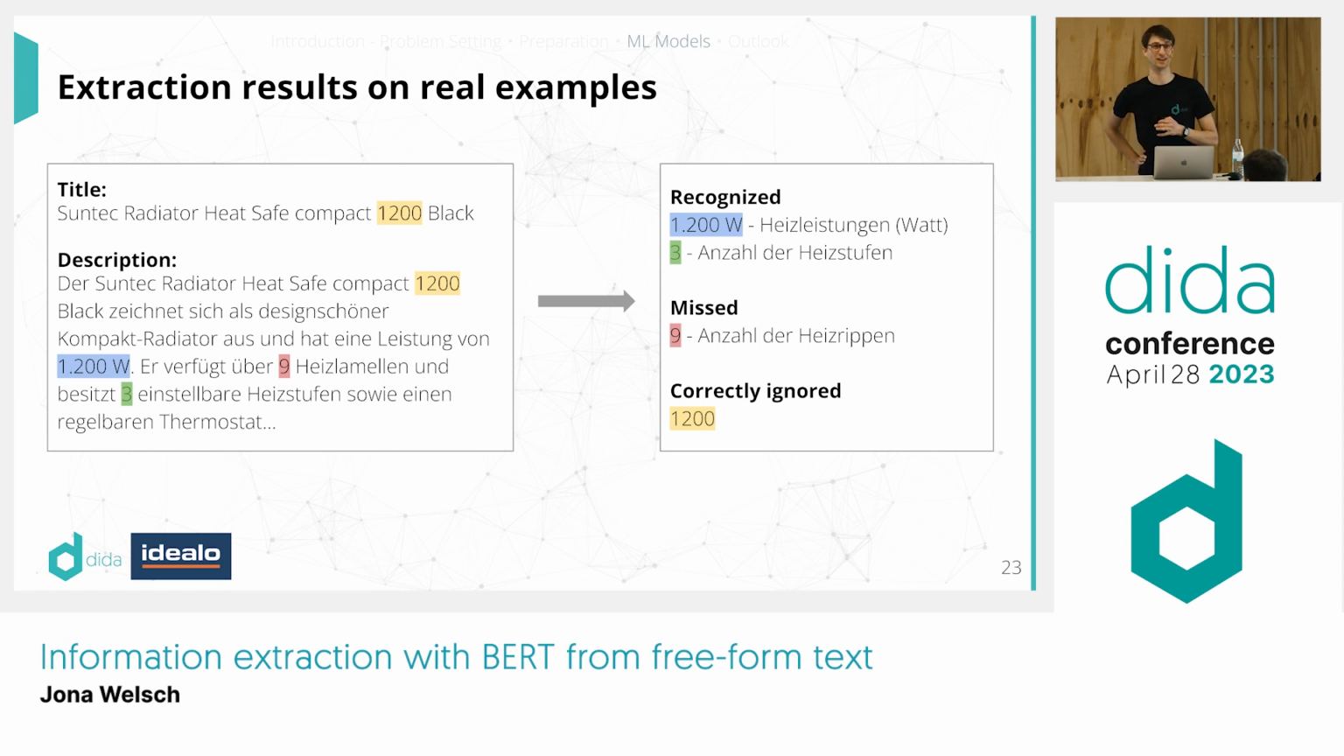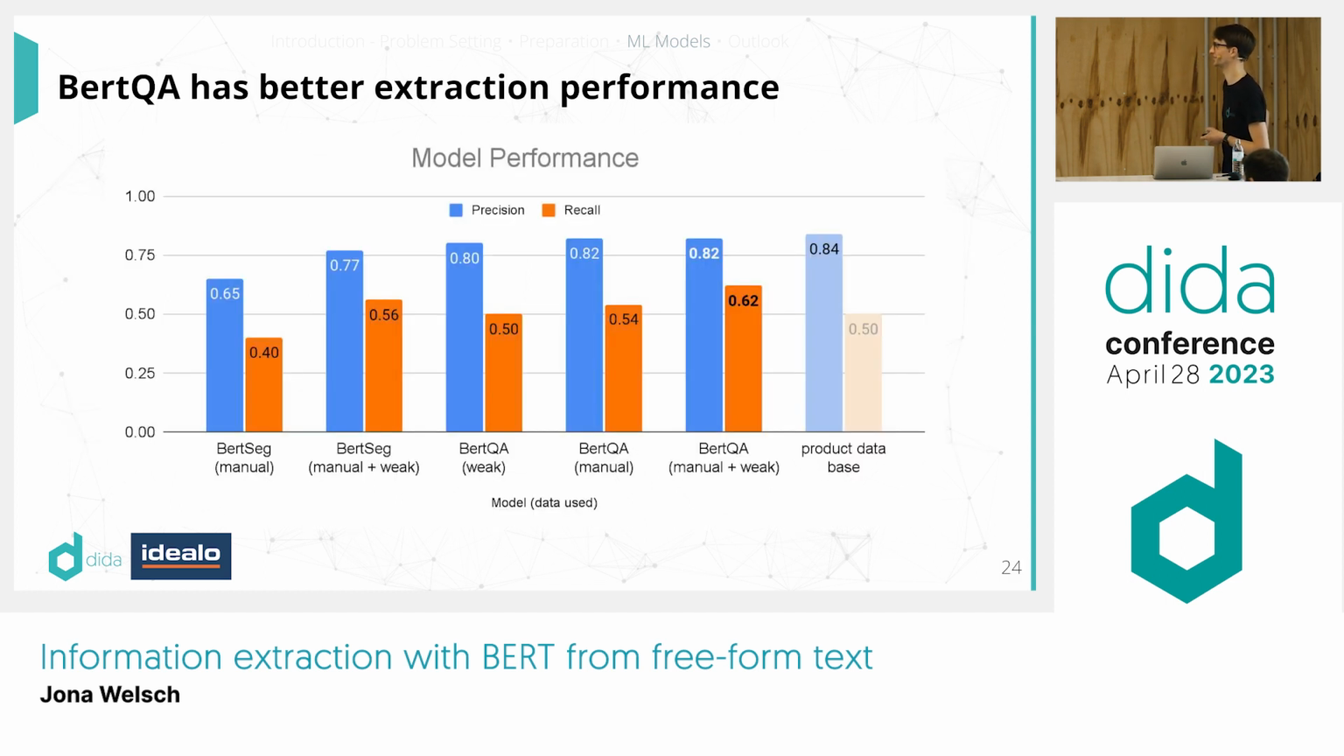Let's look at actual quantitative performance. Right, a lot of numbers, but the one important thing here is that this is the best model we get. We have a precision of 0.82 and a recall of 0.62, and this was with our BertQA architecture using our manual labels, the 6,000 from the beginning, and the 1 million weak labels we use. Now you might say, okay, well, 0.62 in recall isn't that high, actually, so why are you proud of this?